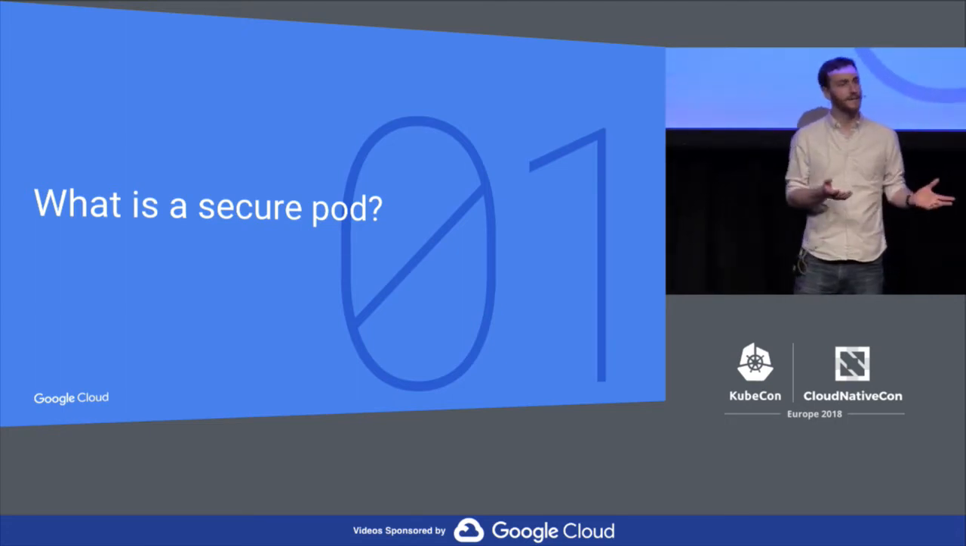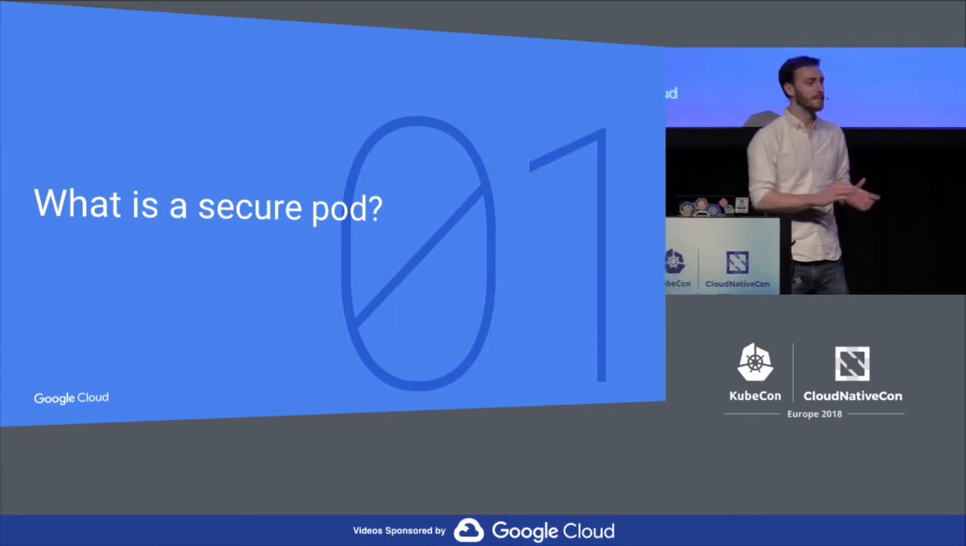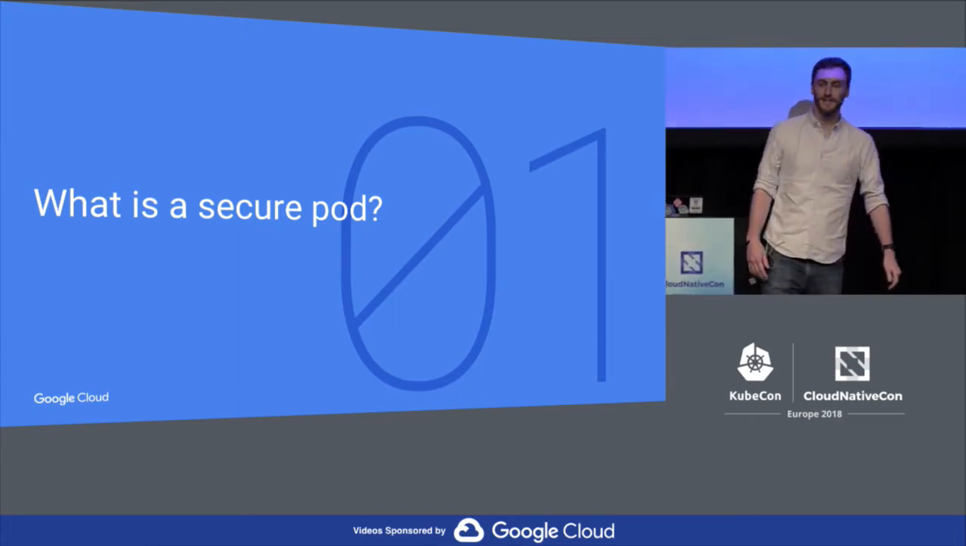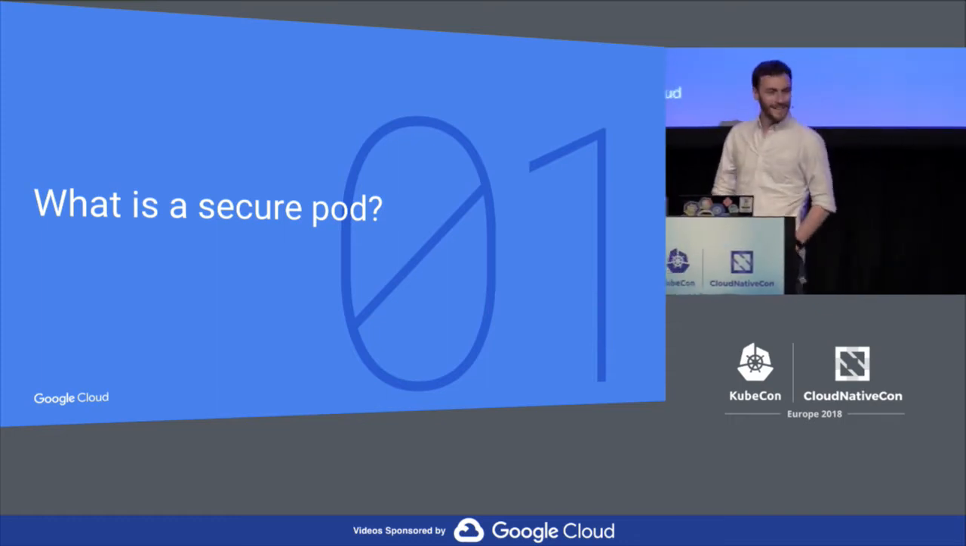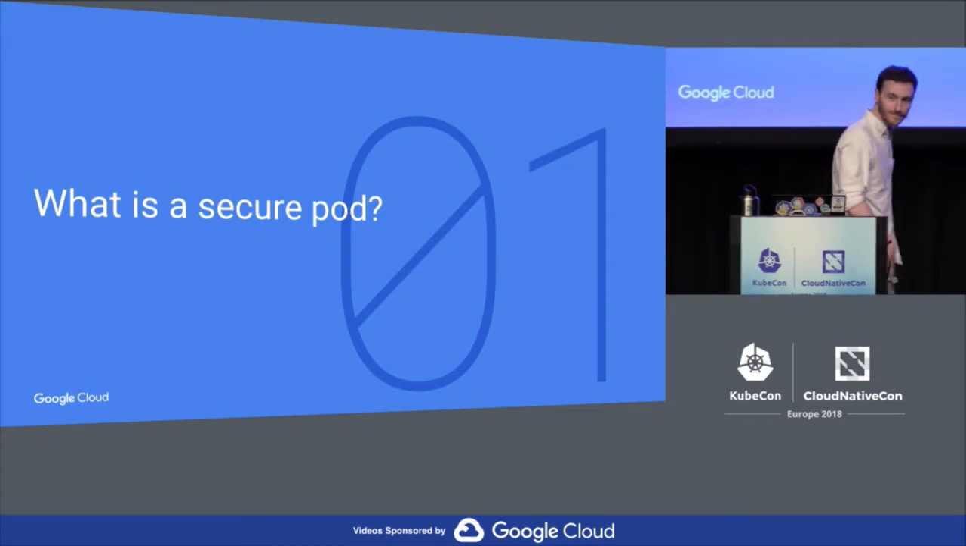We have a much better idea of what secure pod means. And now we're calling them sandbox pods to disambiguate. But the title of the talk is still secure pods. So let's run with that for a minute and talk about what a secure pod is.